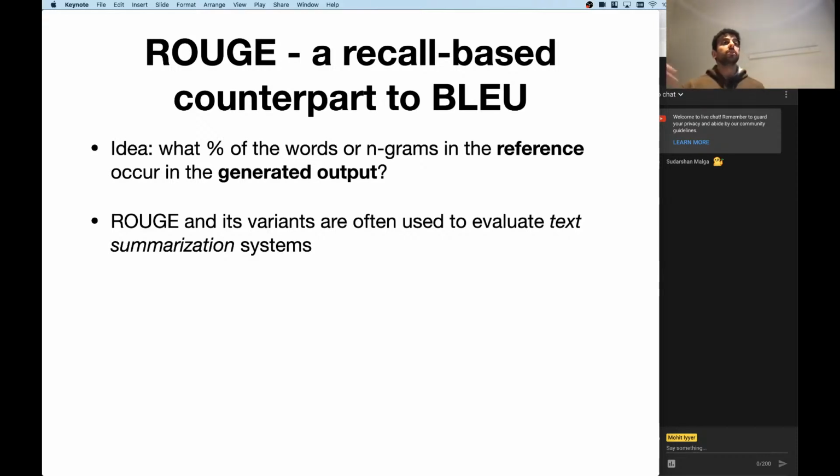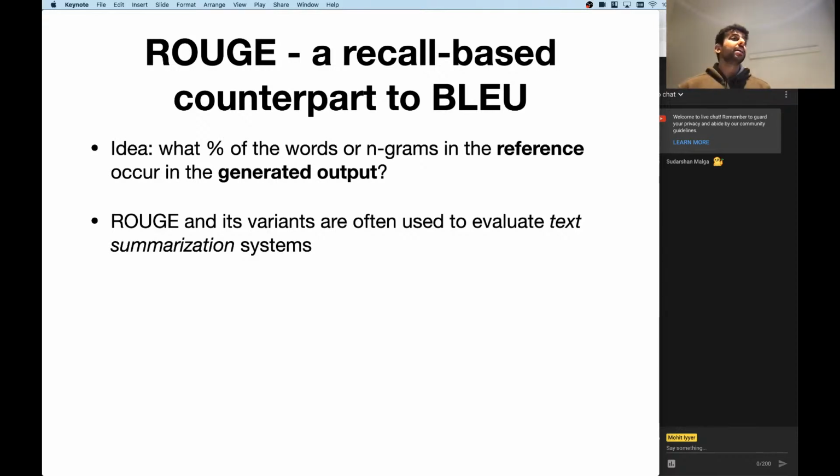Okay, and we're not going to talk about this in detail, but ROUGE is basically a recall-oriented counterpart to BLEU. It's also focused on overlap of words and n-grams, and it's used in summarization. So it's not used in translation, it's used in summarization. The basic idea is what percentage of the words or the n-grams in the reference occurred in the generated output. So note that in BLEU score, we don't use the recall at all. In the ROUGE score, we're primarily using the recall.